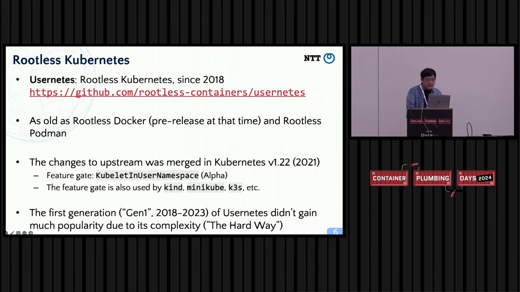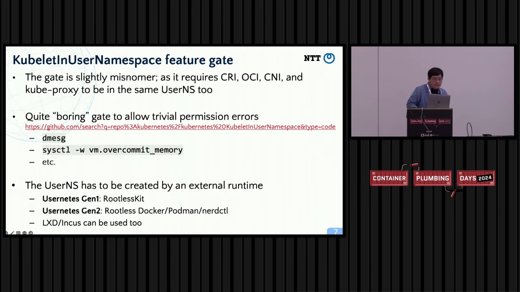But the first generation of rootless Kubernetes in 2018 didn't gain much popularity due to the complexity. It was based on Kelsey Hightower's Kubernetes the Hard Way, and it didn't even support kubeadm. So it was really hard to set up a cluster with the Usernetes generation 1 at this time. And let's take a look at how it works under the hood.